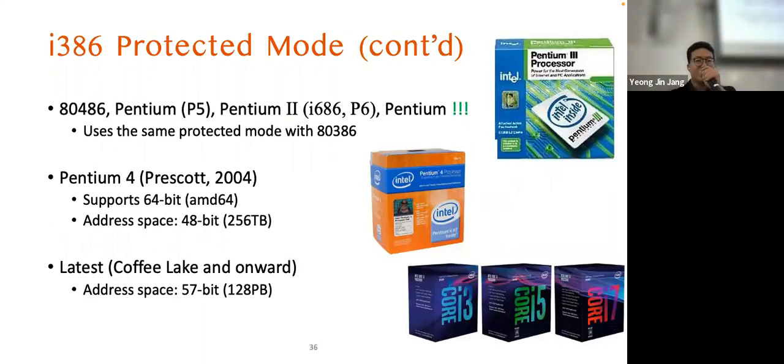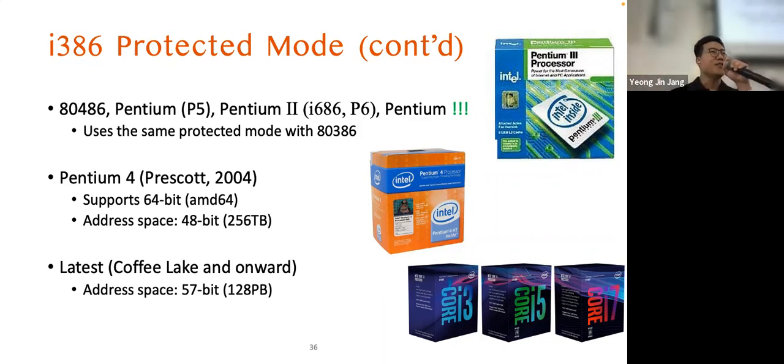So i86 protected mode, that's the mode that we are relying on up to now. It is also used in the 486 and Pentium 2, 3, but starting from Pentium 4, they supported 64-bit CPUs. But you will learn about virtual memory and the page table later. Having a bigger address space does incur some overhead.